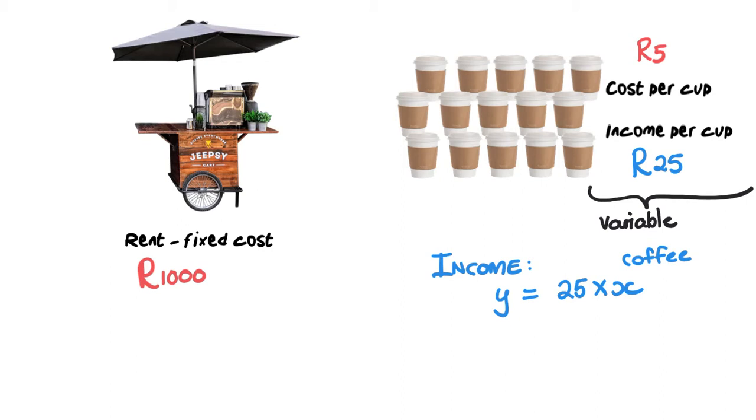So when we have a look at cost, I need to not only look at the variable cost, but also the fixed cost. And these two costs together are called the total cost.